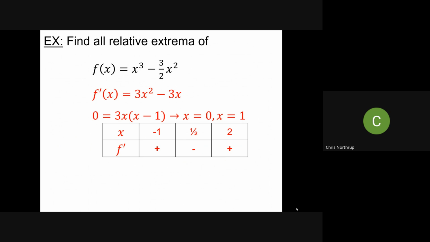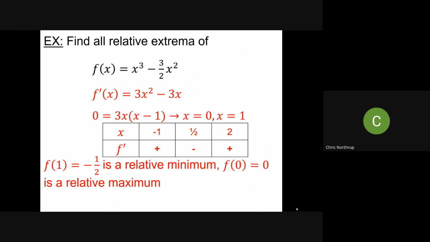So that means my function was increasing, and then it decreased, and then it increased. So at 0, I must have a maximum. To find the actual y value, I can plug in. And then at 1, I have a minimum. And these are relative extrema because I don't have a closed interval. In some cases, we know we can find absolute ones, like for even degree polynomials, but this is really focusing on finding relative ones. That should give you more than enough information to get those questions answered on Schoology.